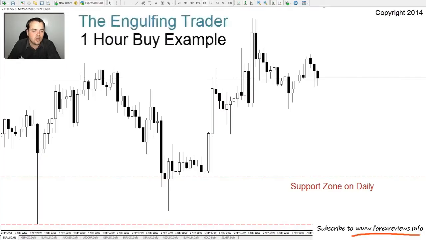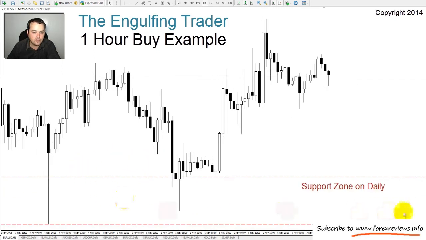This is an example of a buy trade on the engulfing trader on the 1-hour chart. If you're wondering what pair this is, it's the Euro US. However, it doesn't really matter what pair it is, as long as you're looking for these daily support zone structures and just trading in these zones.